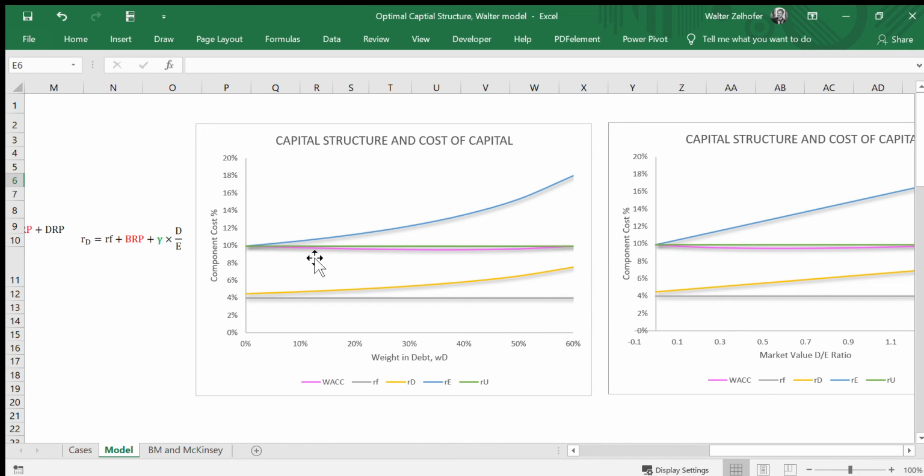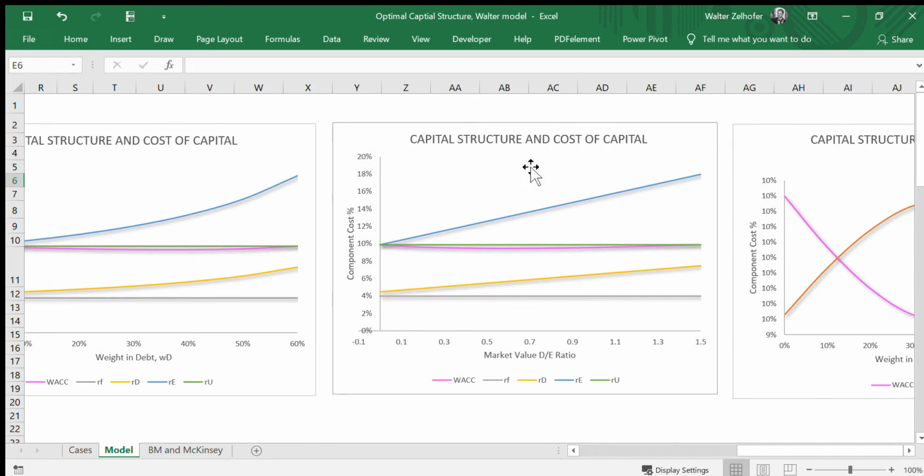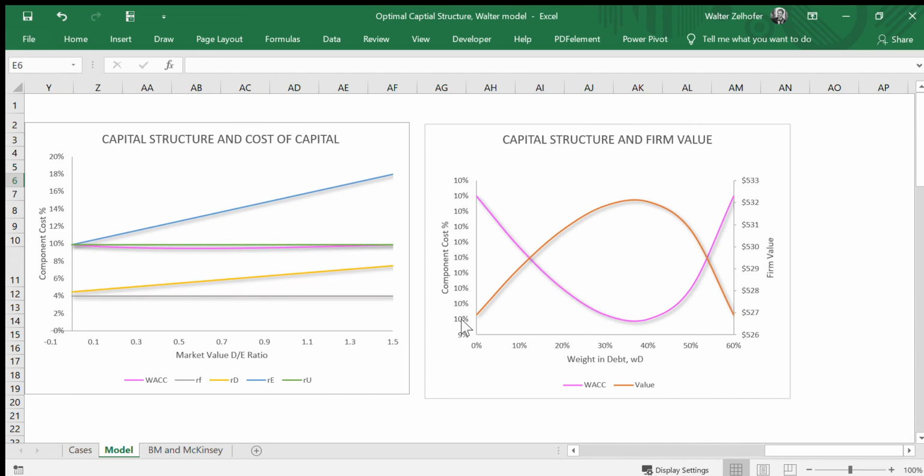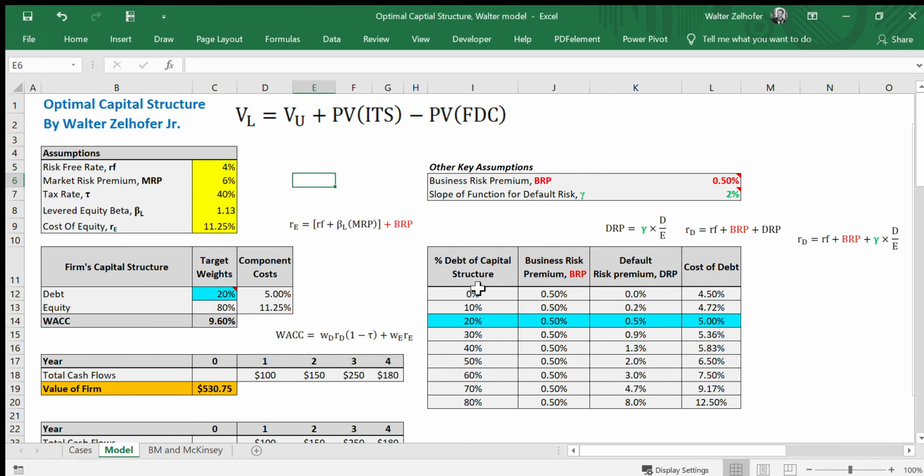It's a hypothetical. Now, here's the same graph with the debt to equity on the x-axis instead of the weight in debt. That just turns the blue line linear, but that doesn't matter. Let's just take a look at this last graph. Here we go. The minimum of the weighted average cost of capital occurs where the value of the firm is maximized, and that is more realistic.